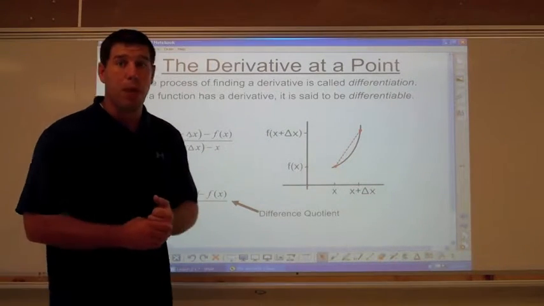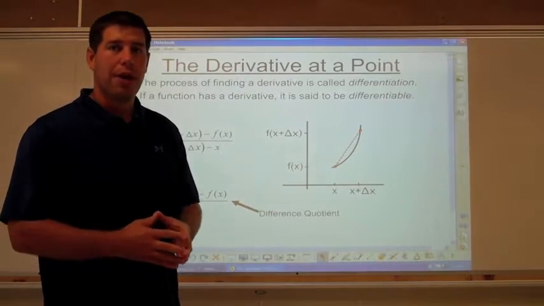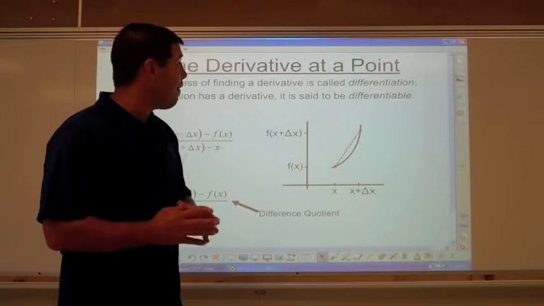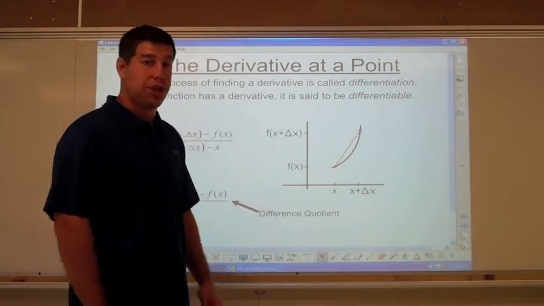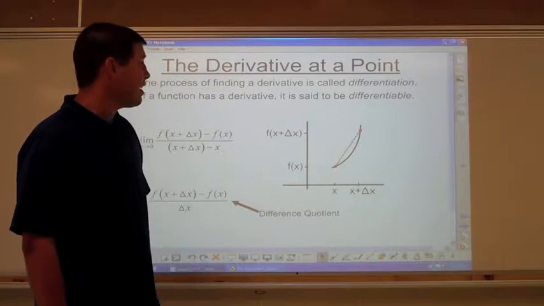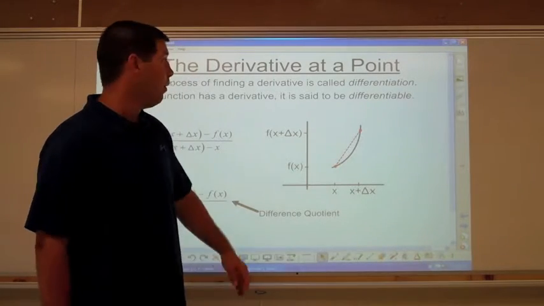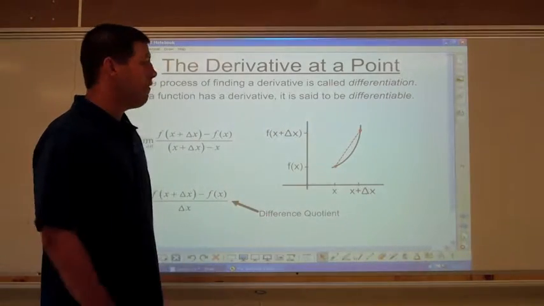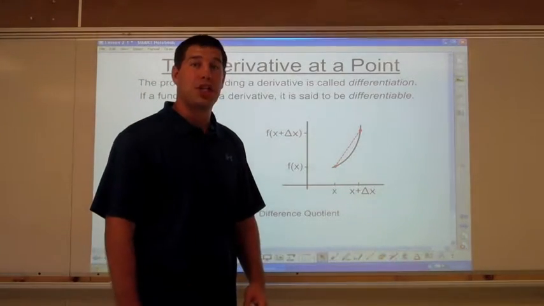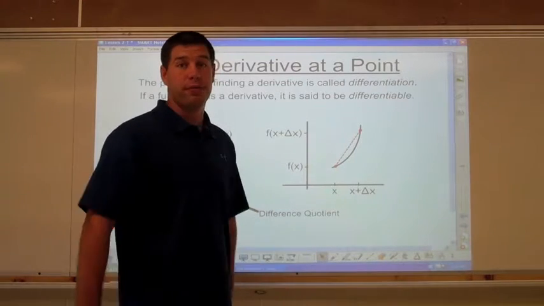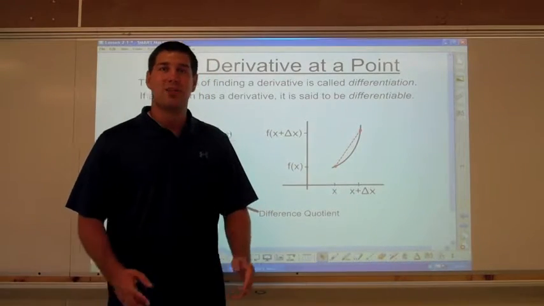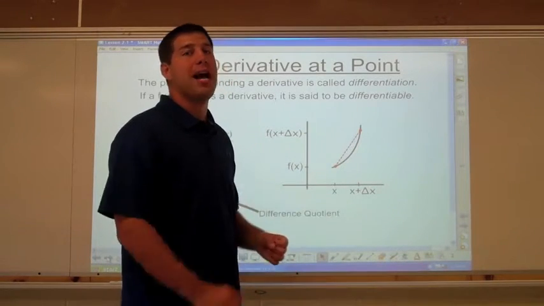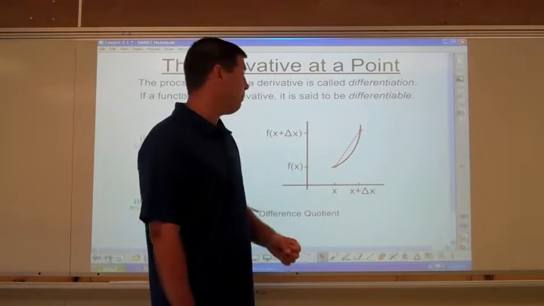The derivative at a point. The slope of a function at a specific point. The process of finding the derivative of a function is called differentiation. If a function has a derivative, it is said to be differentiable. So these are just two vocabulary words you're going to need to know. If a problem tells you to differentiate a function, it's telling you to find the derivative of a function. If a problem asks, is this function differentiable at x equals 5? It wants to know if the function has a derivative at x equals 5.